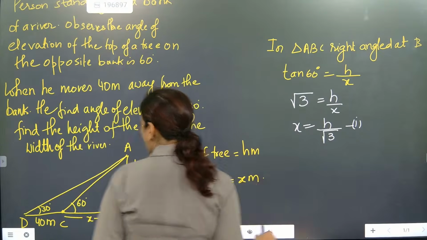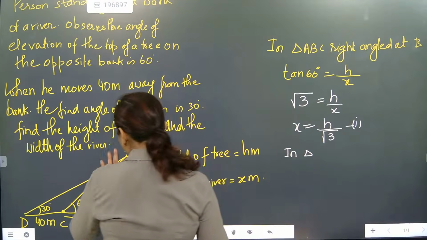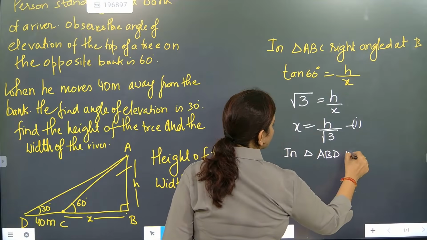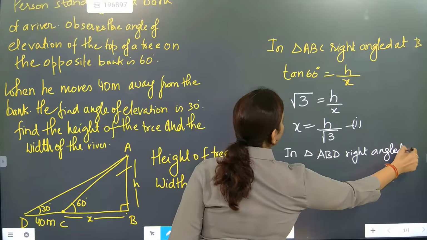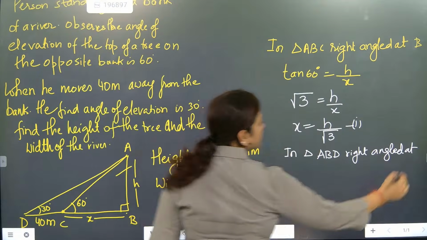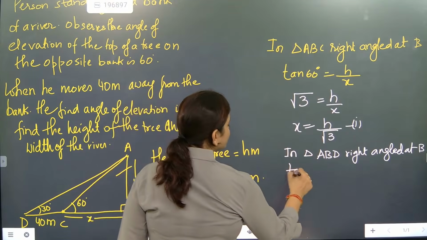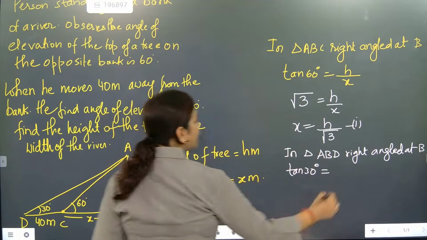Now, beta, we will go for triangle ABD, right angled at B. What will we write, beta? This time it is coming as how many degrees? Tan 30 degree. Tan 30 degree value is what, beta?